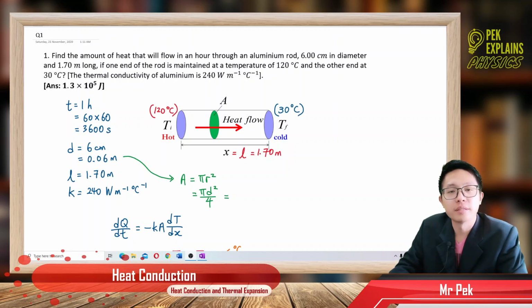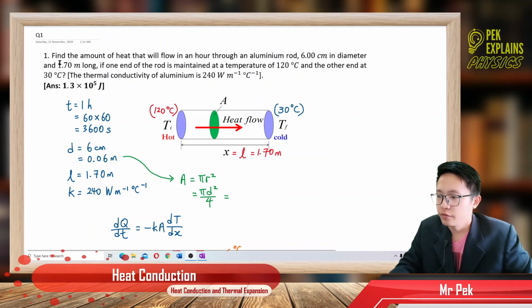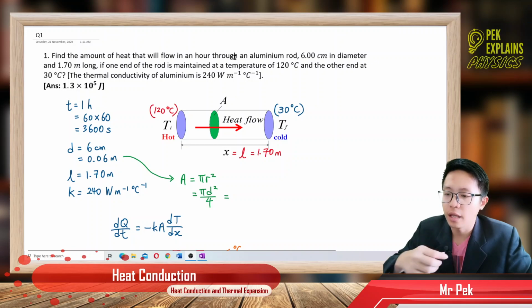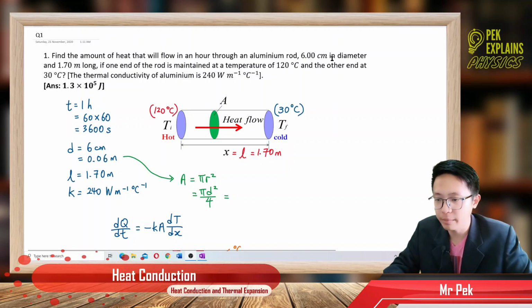Hi, now this is the first question in heat conduction. Find the amount of heat that will flow in an hour through an aluminum rod 6 cm in diameter and 1.7 meter long. If one end of the rod is maintained at a temperature of 120 degrees Celsius and the other end at 30 degrees Celsius, the thermal conductivity of aluminum is 240.